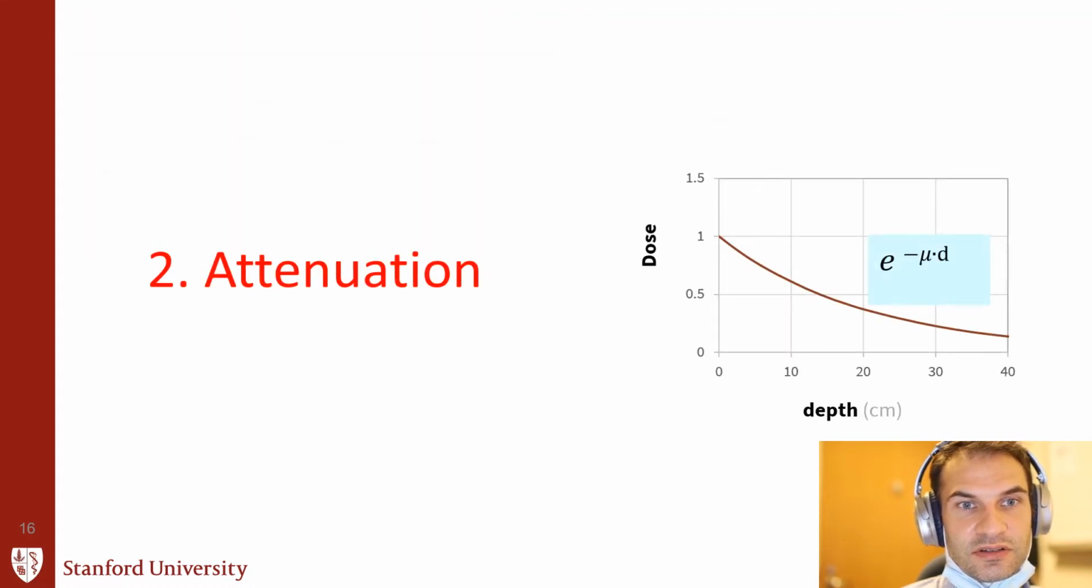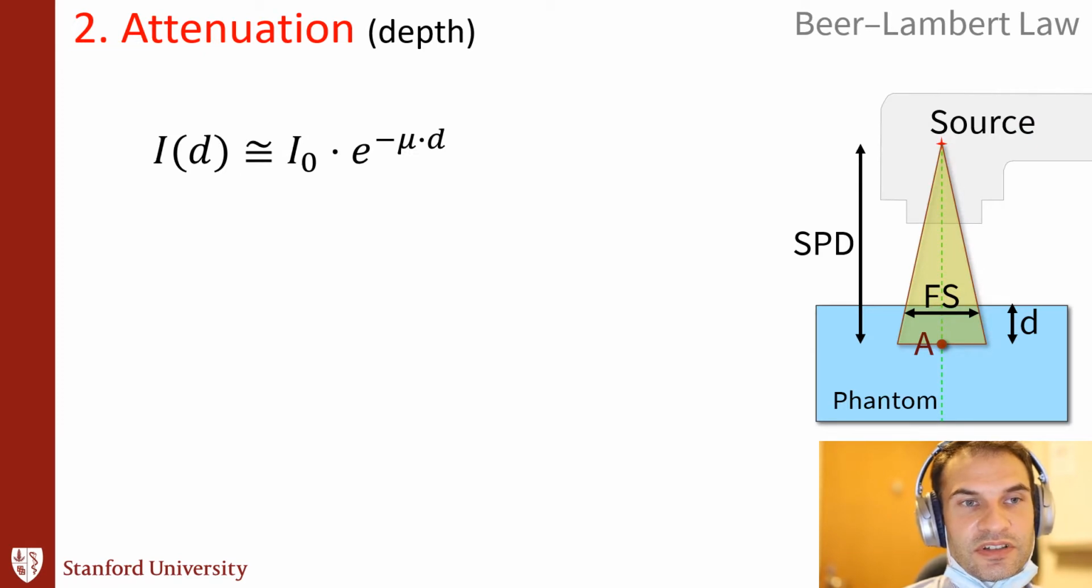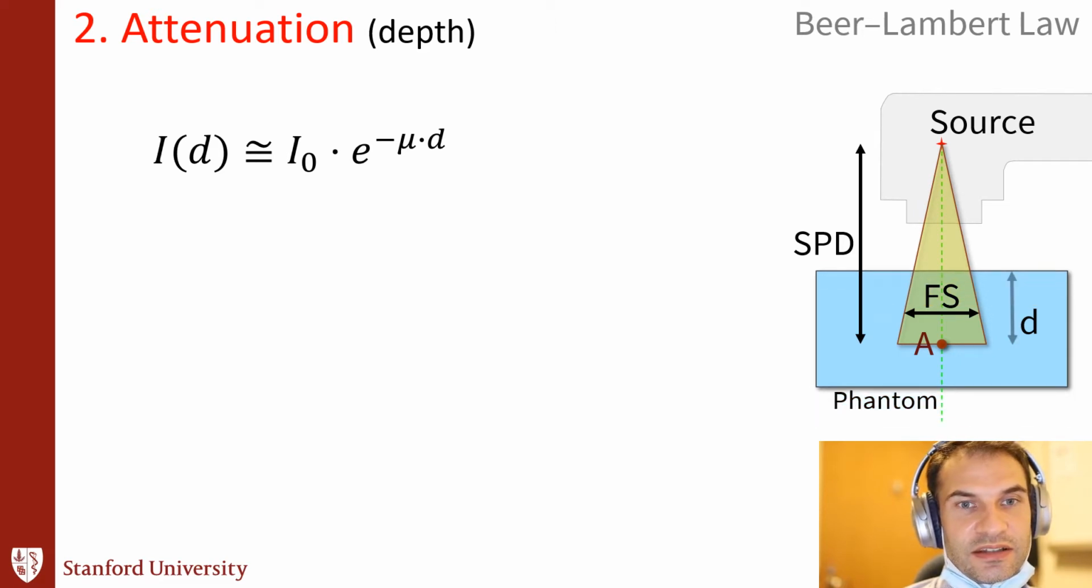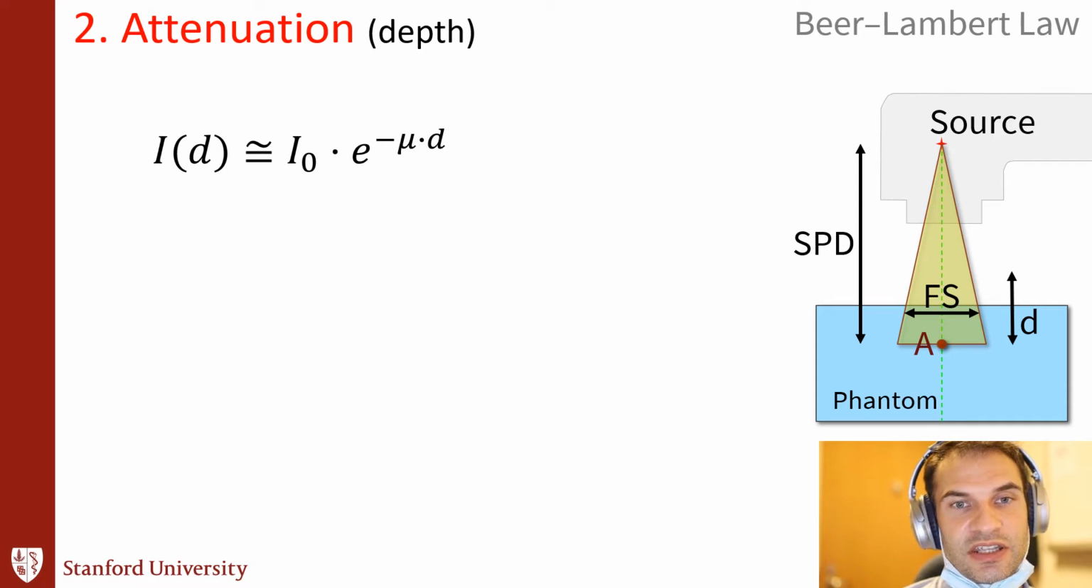Attenuation. Attenuation decays exponentially according to the Beer-Lambert law. That is, the intensity at depth d, when you change the depth but keep the same distance from the radiation source, just like adding bolus but not changing the distance of the point of interest from the source.